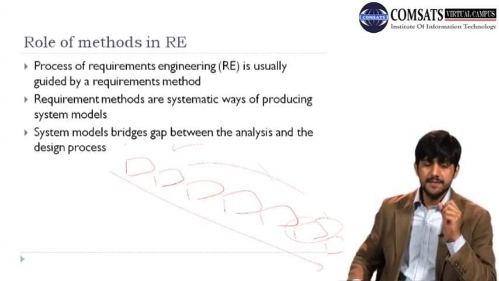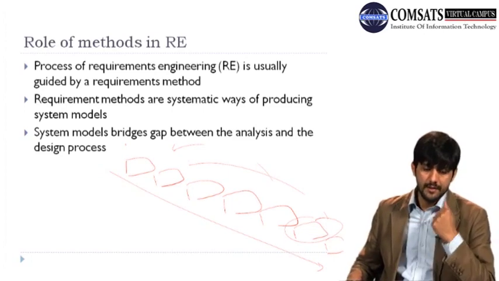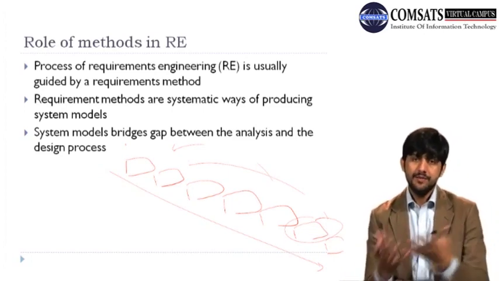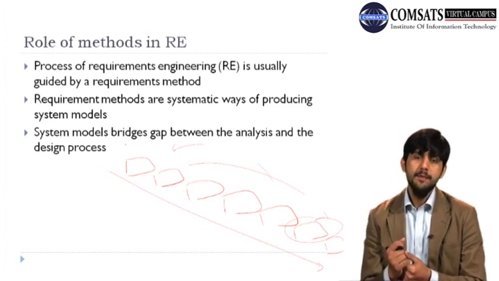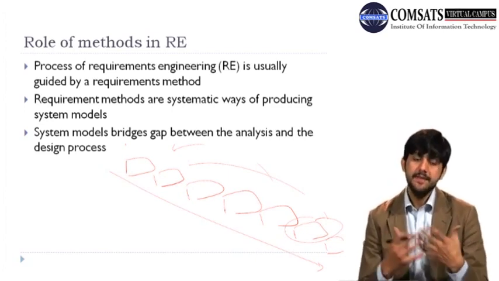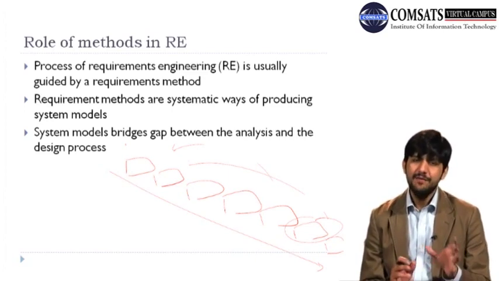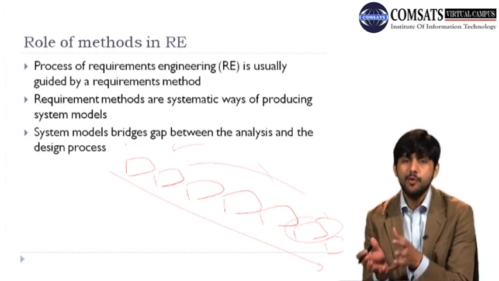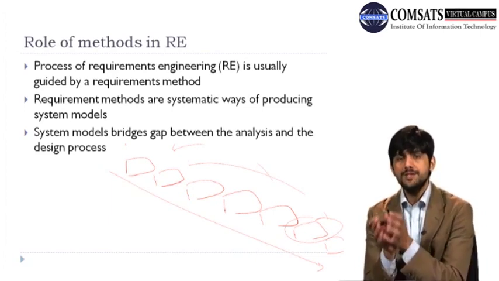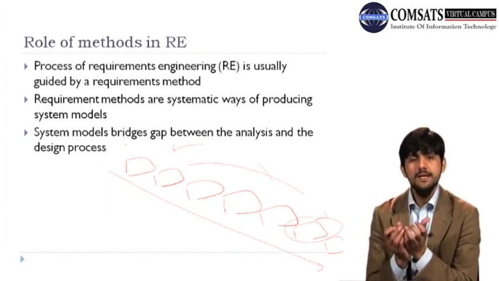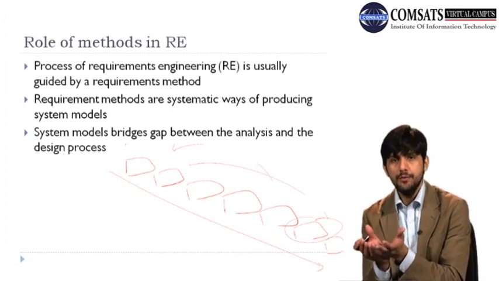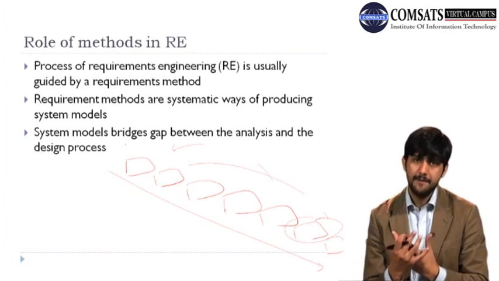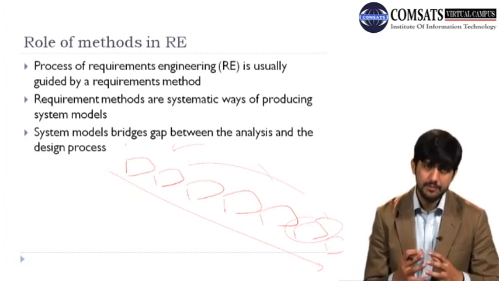So requirement methods are systematic ways of producing system models. These system models, which are an output of these requirement methods, bridge the gap between the analysis and the design process. We have talked about it when we discussed analysis, and we have discussed some of those models. Again, we are not going to spend too much time on them, but we are going to see under which method we produce which kind of system models. That is what we are going to talk about in this particular topic.